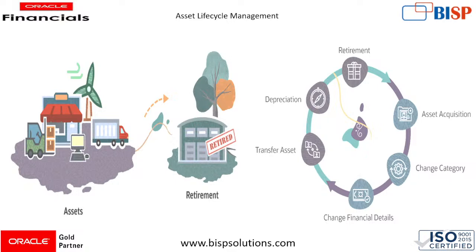And then we change the financial details. We can transfer the asset within the business unit or to any location in the business unit, and we do the depreciation of the asset, and finally at the end of its life we retire the asset, right? So that is the asset life cycle overview.